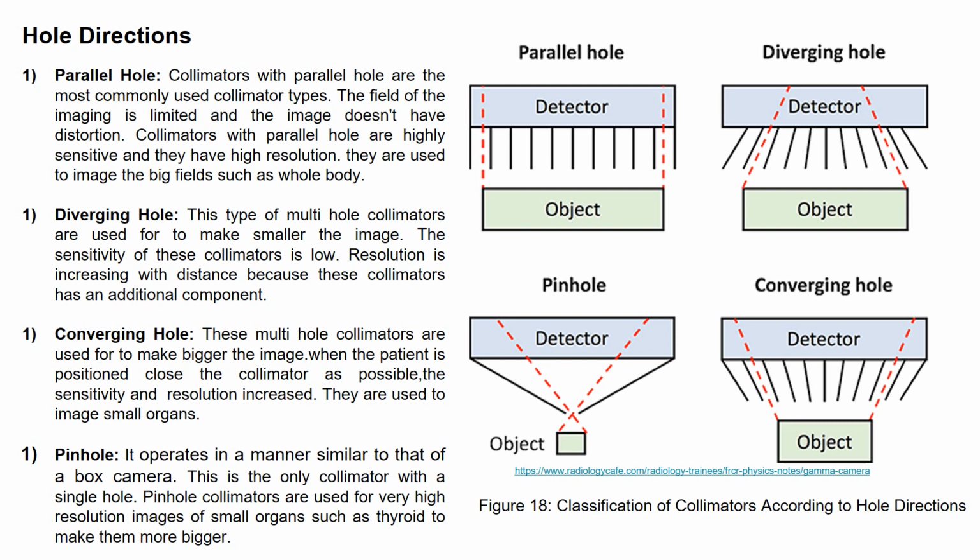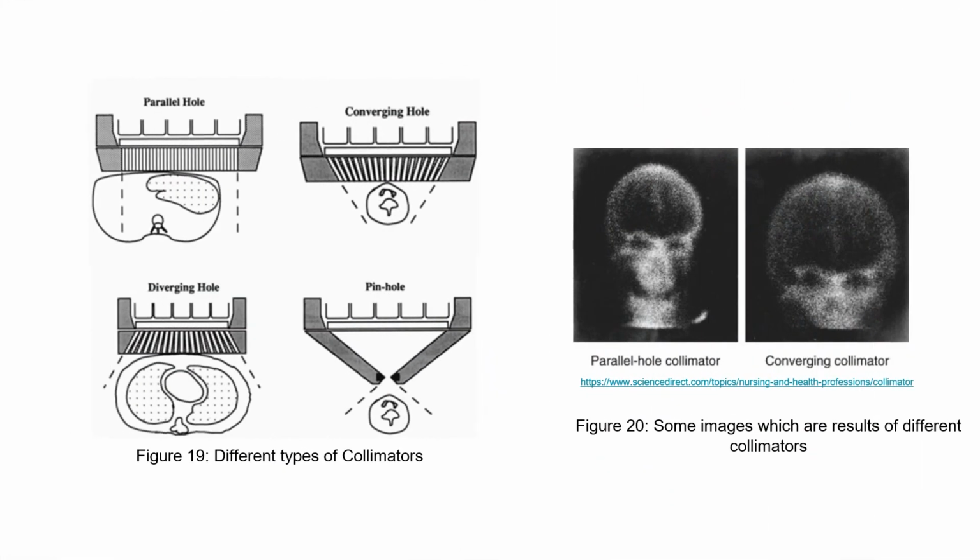Collimator with pinhole operates in a manner similar to that of a box camera. This is the only collimator with a single hole. They are used for very high resolution images of small organs such as the thyroid to make them bigger. We can see the illustration of collimators in the left figure and some images which are results of different collimators in the right figure.